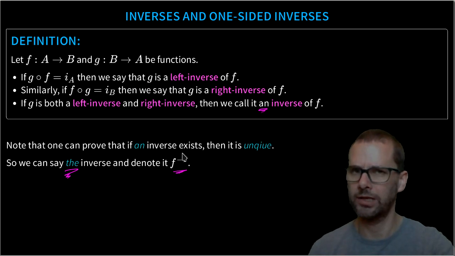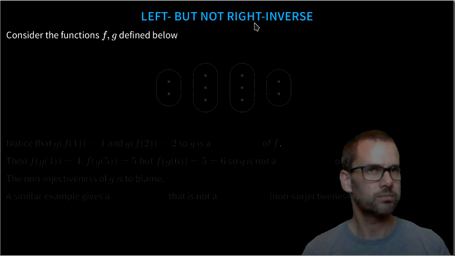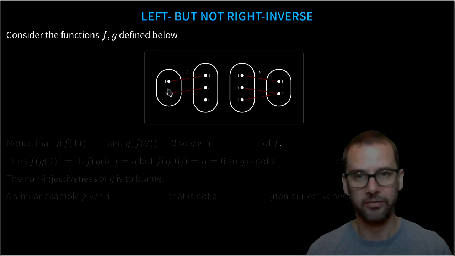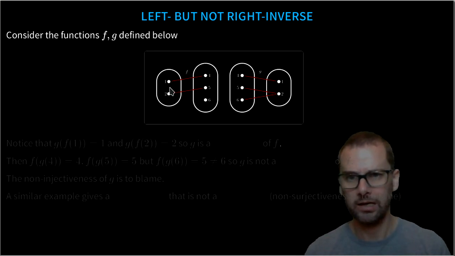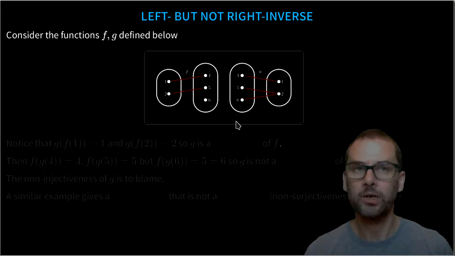So let's see some proofs or some theorems about this, or even actually just an example showing why we need this notion of one-sided inverses. So here's an example of a left inverse which is not a right inverse. So let's take the functions f and g defined by these diagrams below. So f maps from A to B and g maps from B back to A. And to put a handle on things, I've called these elements 1 and 2 and these 4, 5, 6.